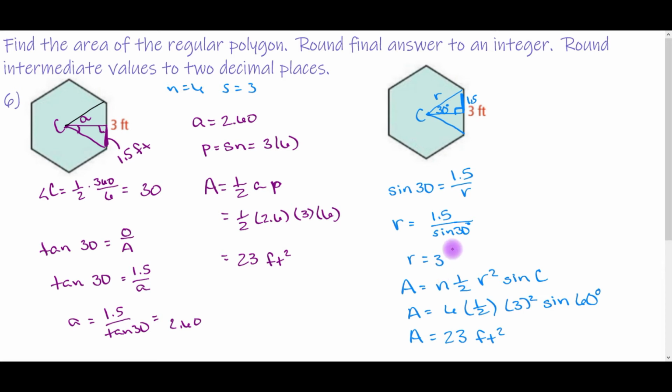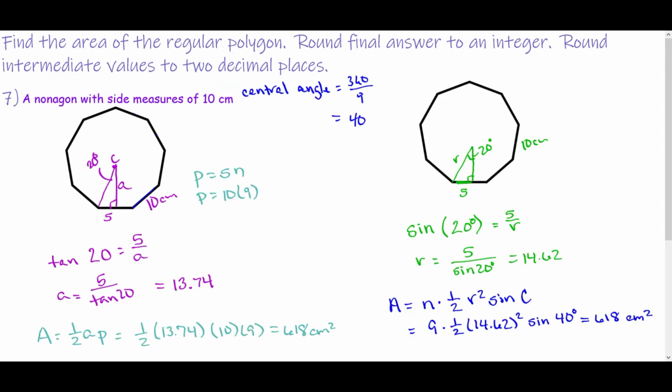Then I can use the other formula we had, which is the area value is the number of sides times the area formula for this triangle here, which would be 1/2 r squared times the sine of c. So plugging in all of my values and putting that into my calculator, I again get 23 feet squared. This next example, we have a similar question.